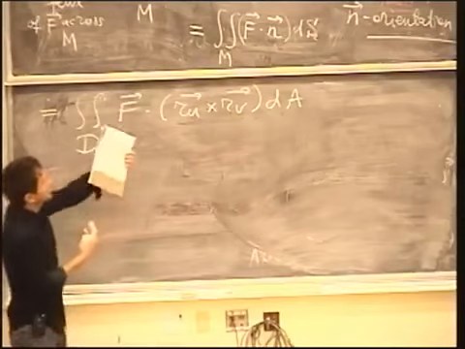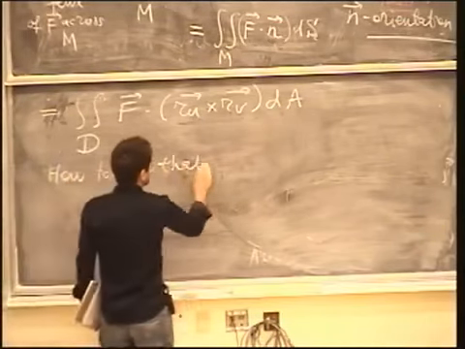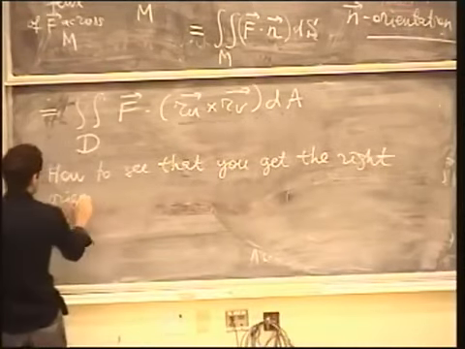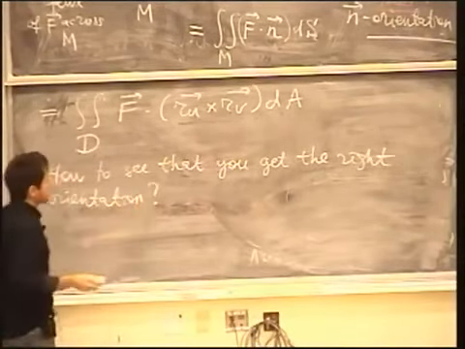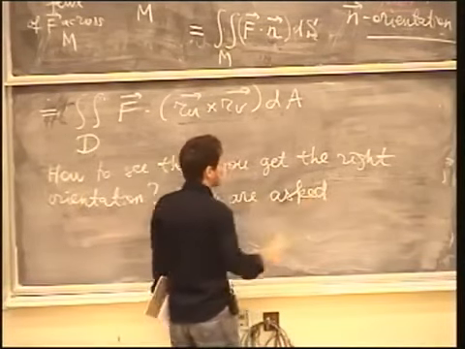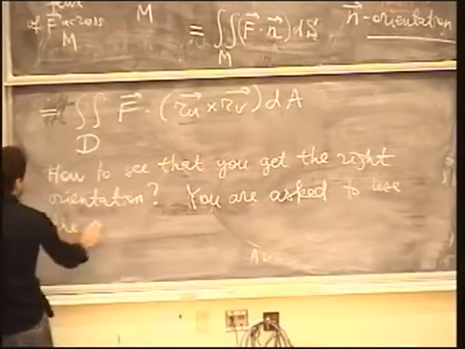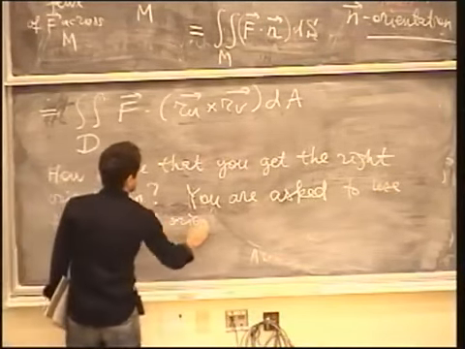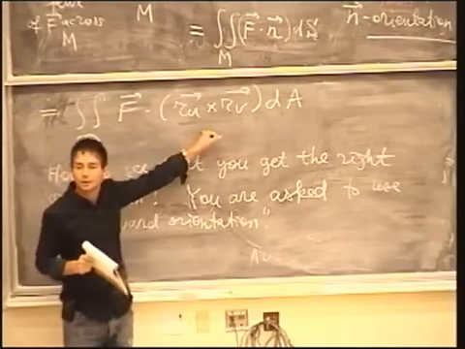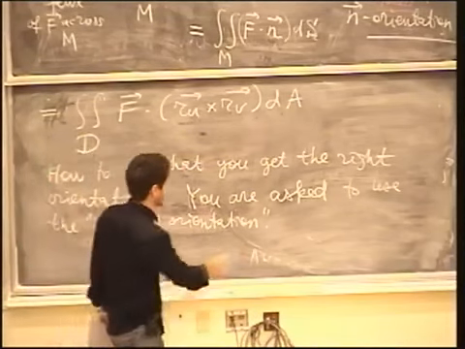But how do you see if this is the right answer and not its negative? You see, this is a big question: how to see that you get the right orientation in this formula? In other words, you could have a problem where you're asked to compute with respect to the upward orientation. So let's say you're asked to use upward orientation. How do you know that this formula gives you the integral with the upward orientation and not the downward orientation, for example? So first of all, what do we mean by upward orientation?